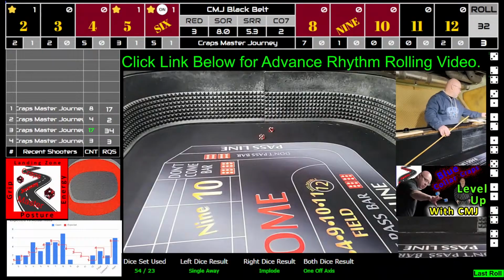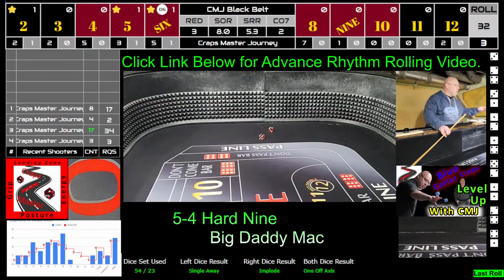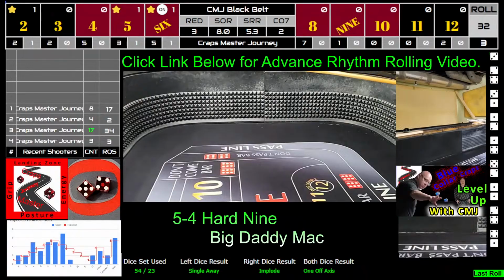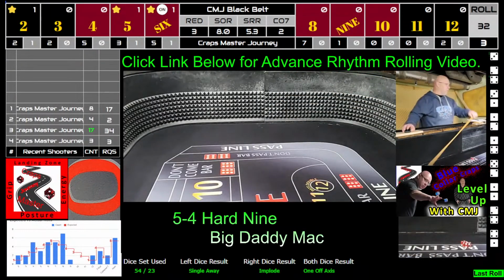Five, 4, hard 9. Big Daddy Mac. Okay, that'll work. That'll get us out of shooter. Strategy number 1, the blue collar craps strategy. 5-4-2-3 and 5-4-9.